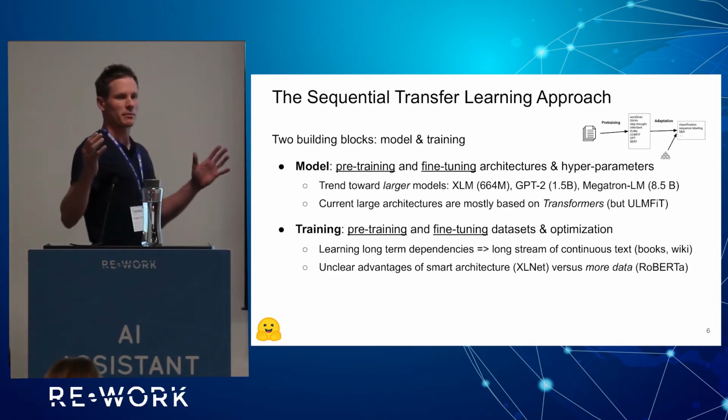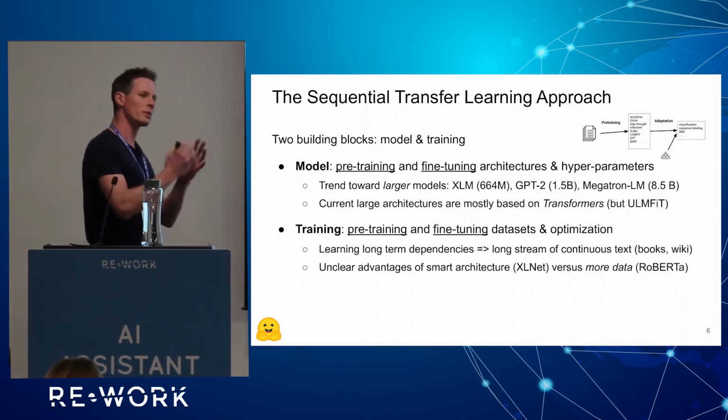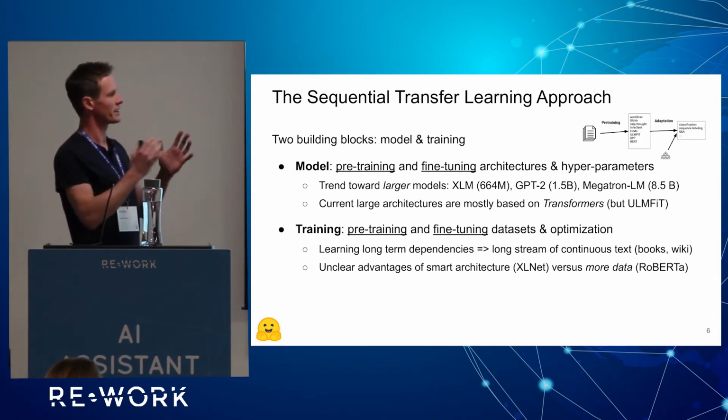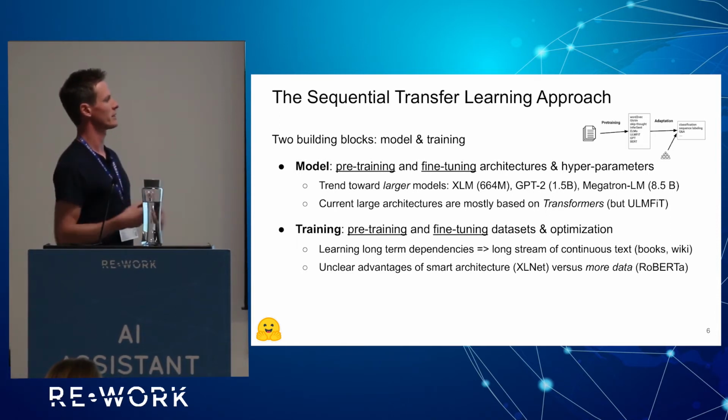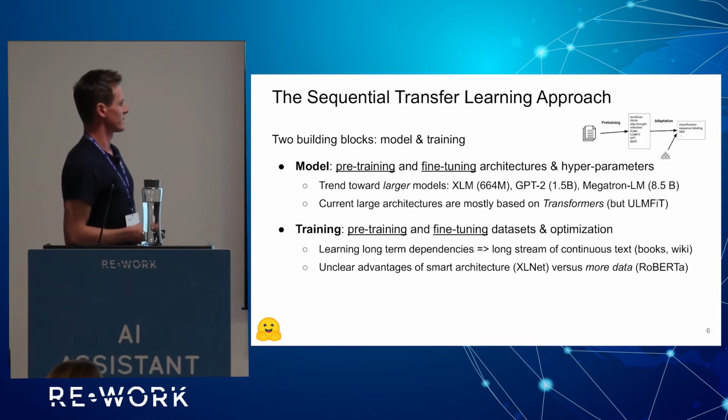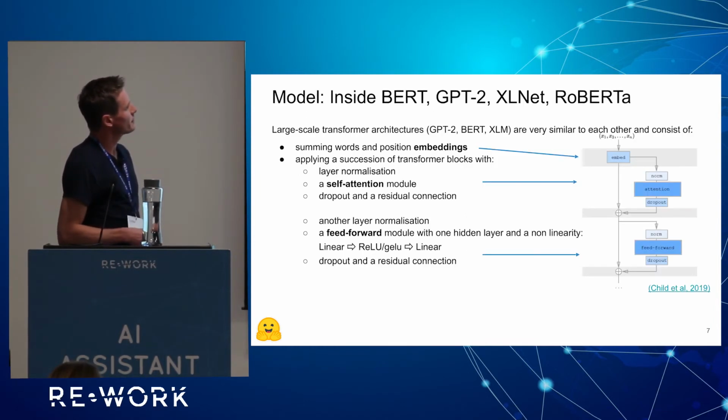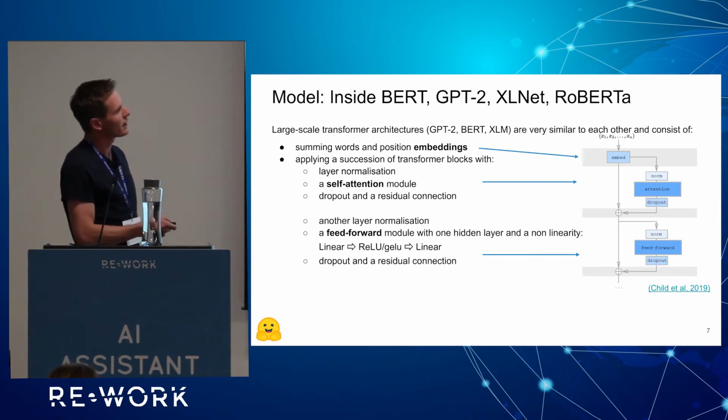So here the main trends are that the pre-training is done on bigger datasets with very long range dependencies. So we train on full books, full Wikipedia articles, full Wikipedia pages, and this helps the models learn long range dependency.